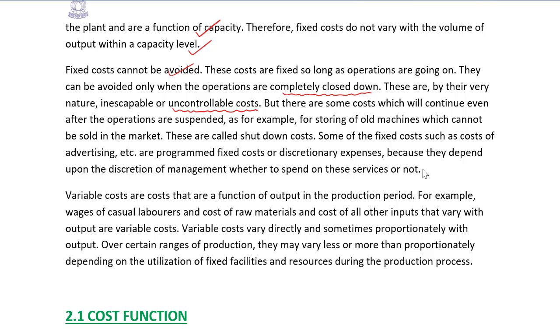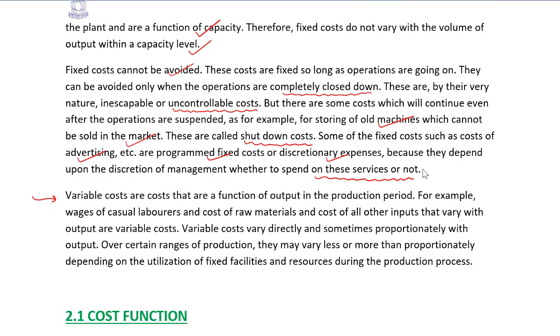But there are some costs which will continue even after the operations are suspended. For example, for storing of old machines which cannot be sold in the market. These are called shutdown cost. Some of the fixed costs such as cost of advertising, program fixed cost are discretionary expenses because they depend upon the discretion of the management whether to spend on these services or not, and that is why they are known as discretionary expenses.